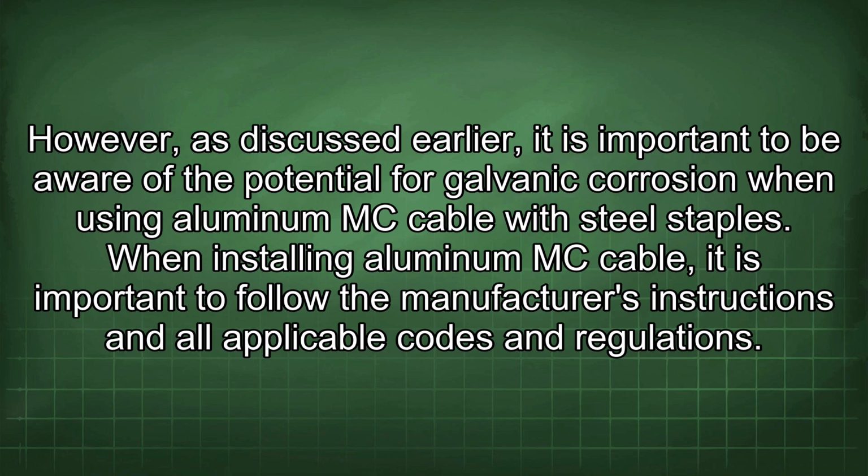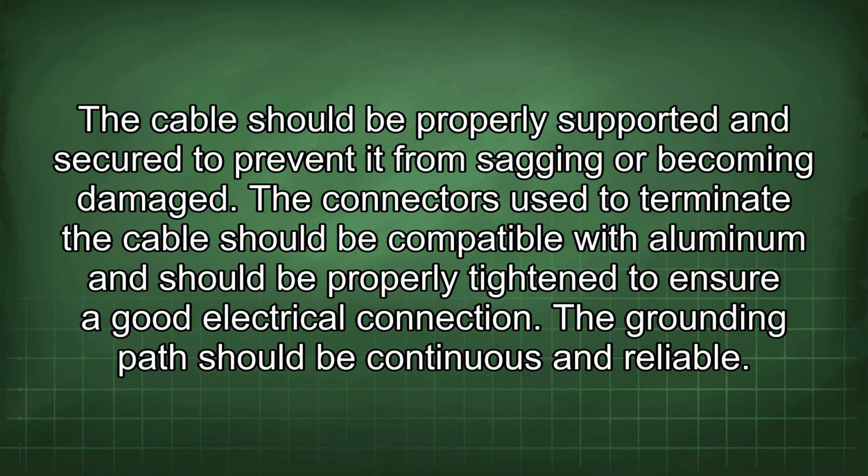However, as discussed earlier, it is important to be aware of the potential for galvanic corrosion when using aluminum MC cable with steel staples. When installing aluminum MC cable, it is important to follow the manufacturer's instructions and all applicable codes and regulations. The cable should be properly supported and secured to prevent it from sagging or becoming damaged. The connectors used to terminate the cable should be compatible with aluminum and should be properly tightened to ensure a good electrical connection. The grounding path should be continuous and reliable.